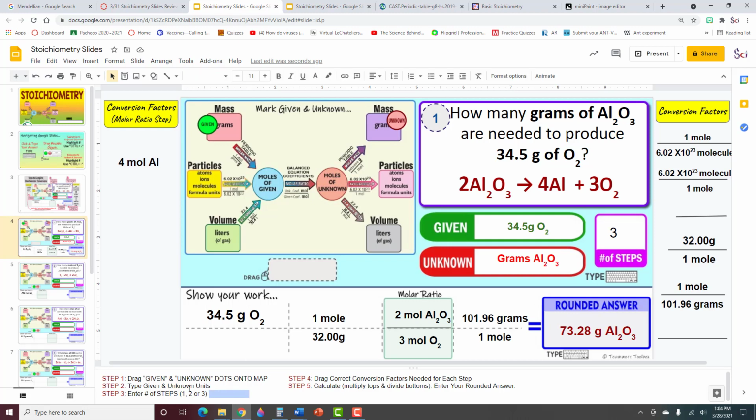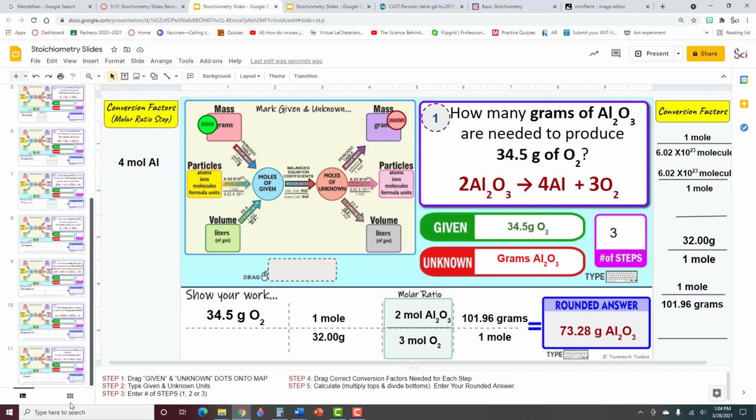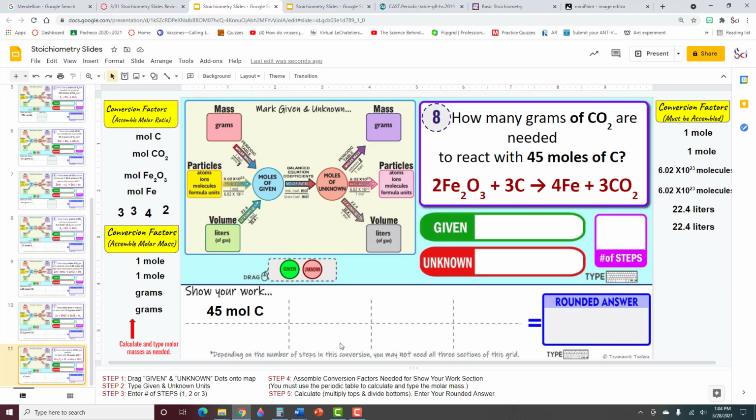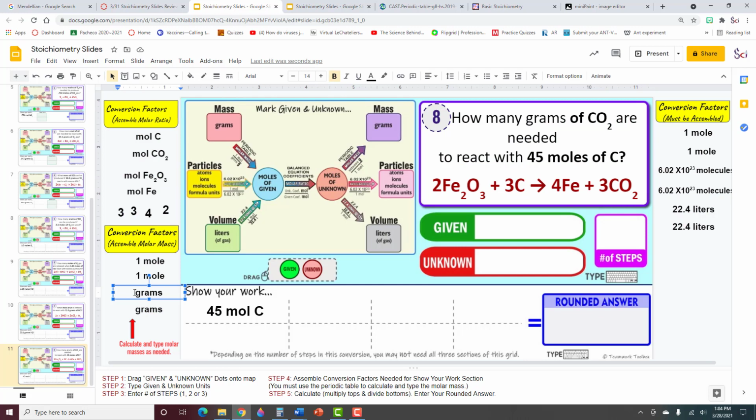And remember, your directions are here on the bottom. Some of the later problems, I'll go to the last problem, they don't have the conversion factors already built. You need to pick them up and drag them and then build them yourself. So like here for grams, there is no molar mass. You'll have to go to the periodic table and figure out what it is. And if the molar mass is 32, you would type that in yourself.